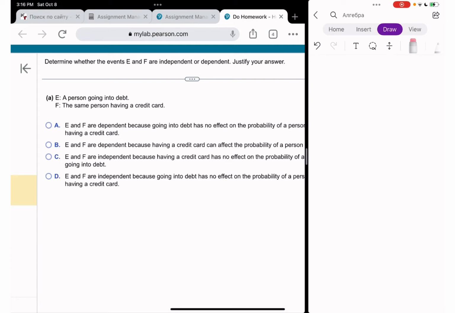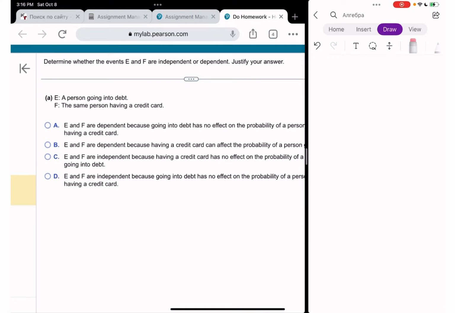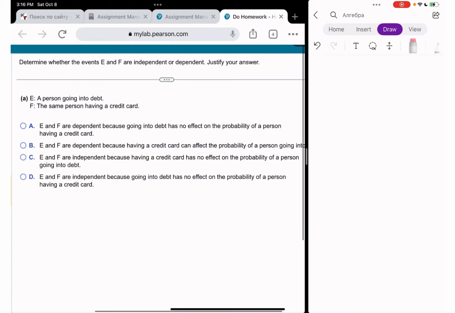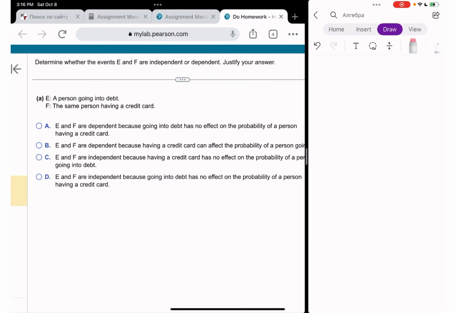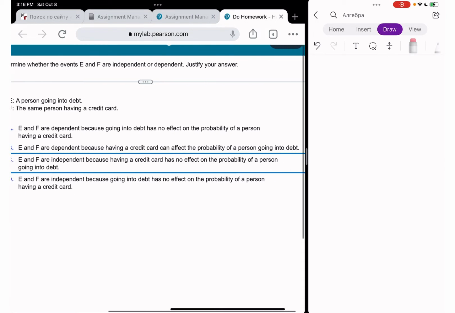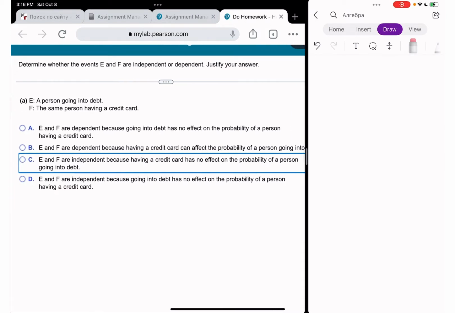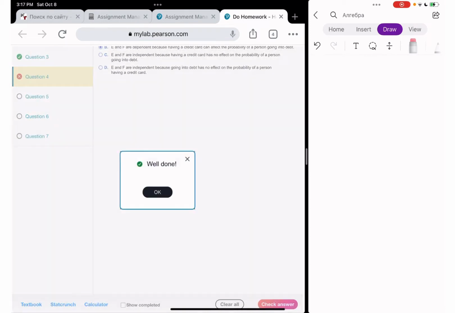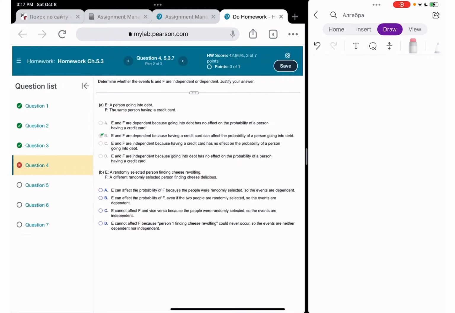Let me see which one. E and F are dependent because going into debt has no effect on the probability of person having a credit card. That is wrong because if you have debt, it would be either impossible or very difficult to get a credit card. B, E and F are dependent because having credit card can affect probability of person going into debt. That is correct. So let's check it. Well done. Moving to next one.